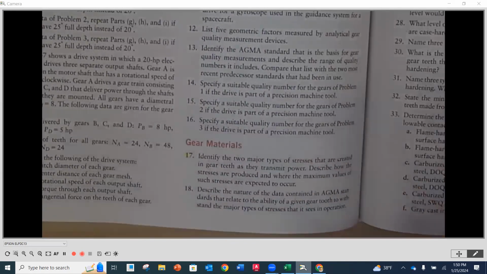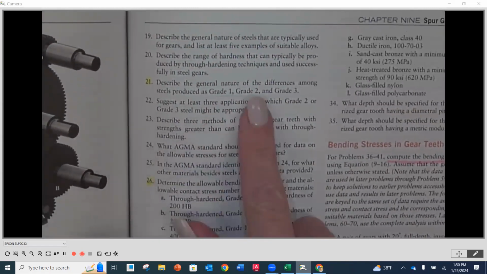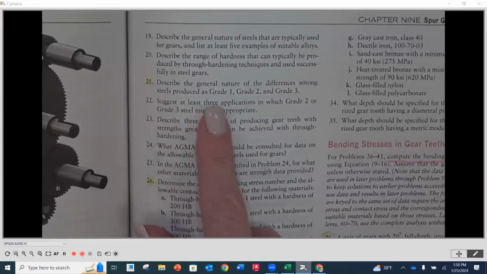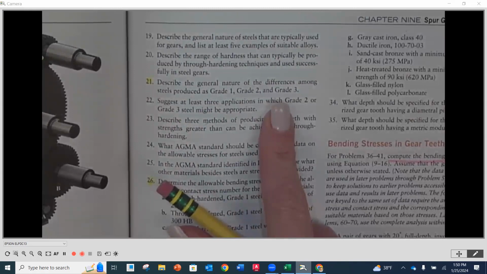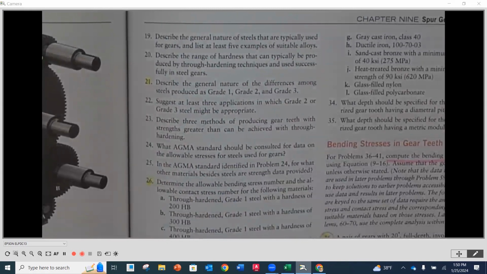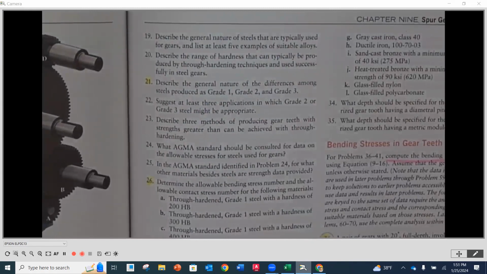Then we're going to go up to number 21. Number 21 says, describe the general nature of the differences among the types of steel, grade 1, grade 2, and grade 3. This requires you to go to that section about gear materials and find what each one of those means. We didn't talk specifically about it, but that's why I have it here. So you gotta put your nose in the book and find that.